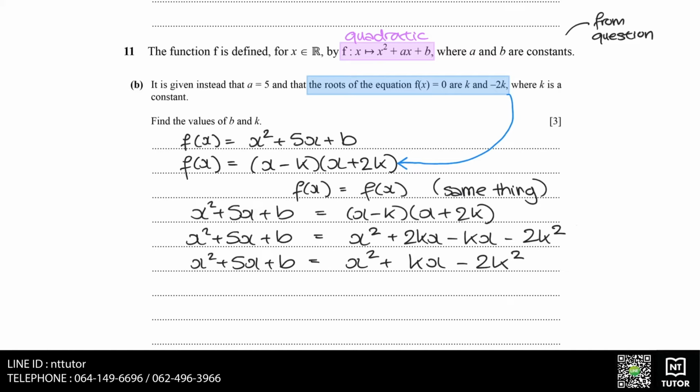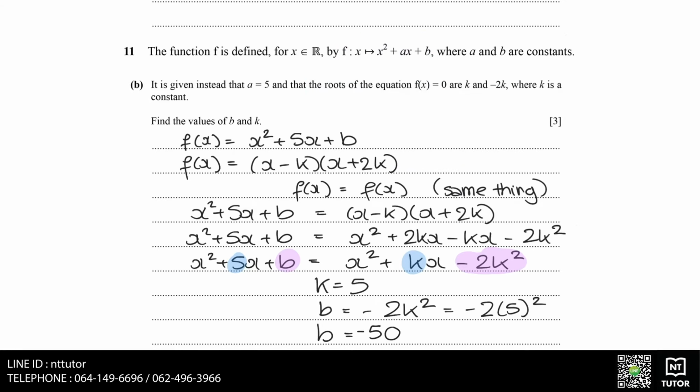Now, if you compare both sides of the equation, they look the same on both sides. They have an x squared term, an x term, and a constant term. Therefore, by direct comparison, the coefficients and the constants should be the same. By comparing the coefficient of x, k should equal 5. And by comparing the constant term, b should equal minus 2k squared. And therefore we have our value of k, and we can use k equals 5 to substitute it into b equals minus 2k squared to get the value of b, which equals minus 50, which is exactly the same as we got from the previous method.